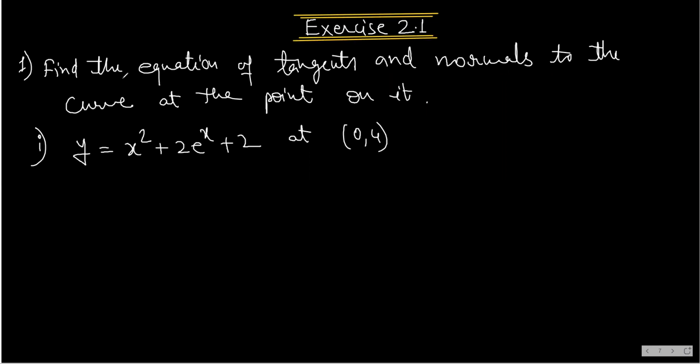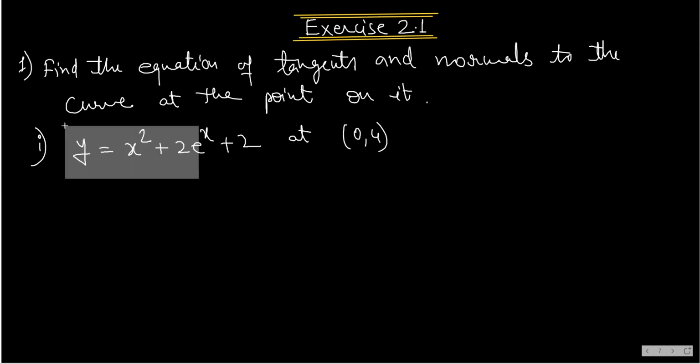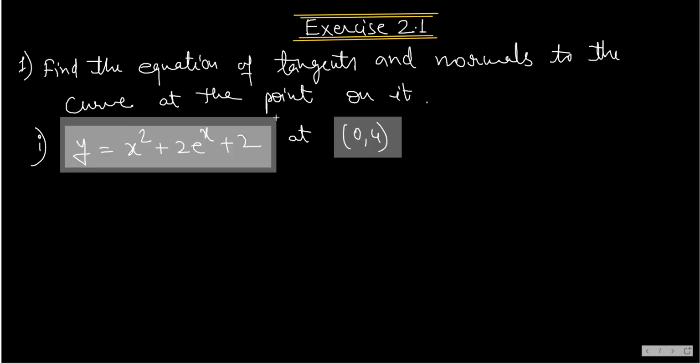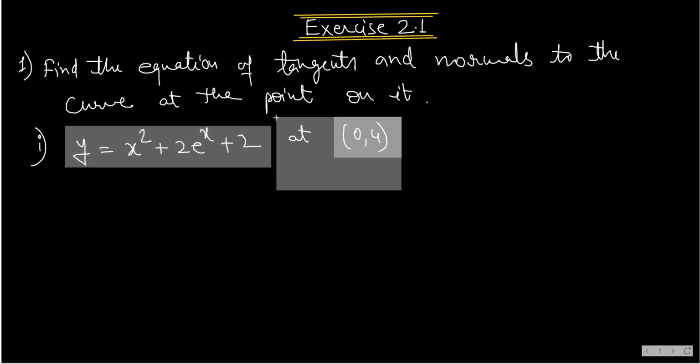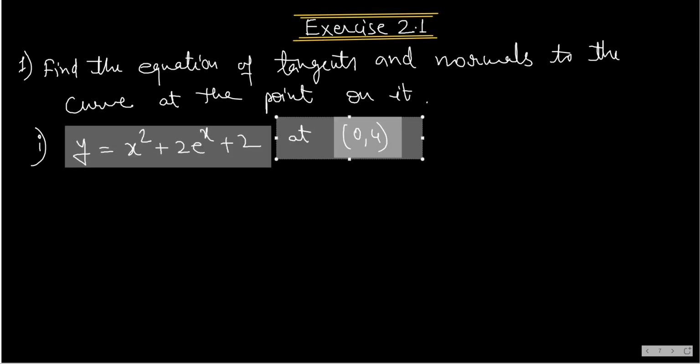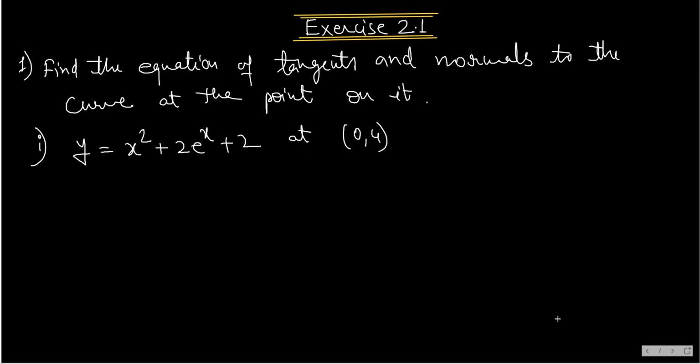So here we have a question. Find the equation of tangents and normals to the curve at the point on it. We have the equation of the curve and we have one point on the curve. This point is on this curve. What we have to do is find the equation of tangent to this curve at this point and the equation of normal to this curve at this point. Okay, so let's begin. I will write here the solution.